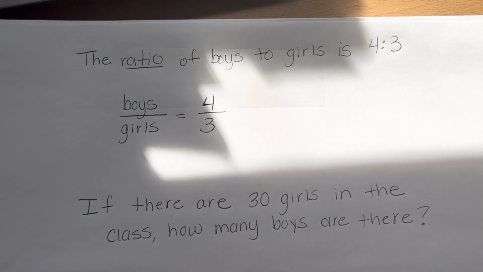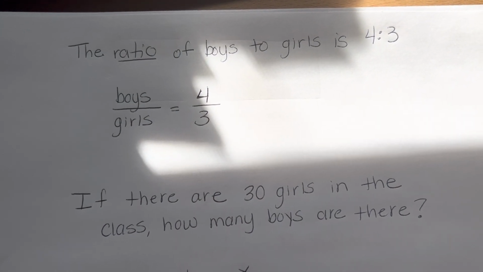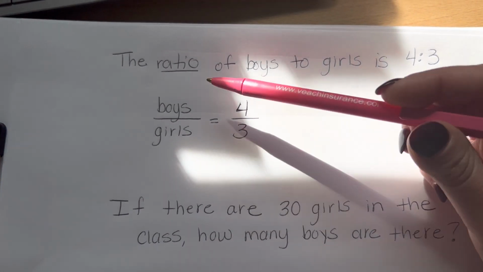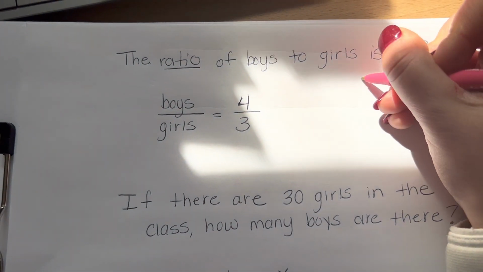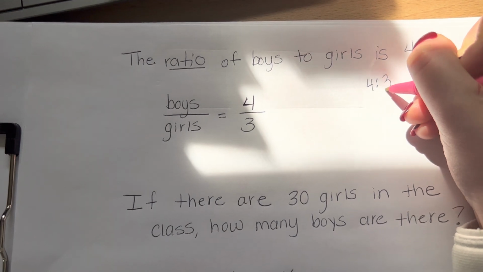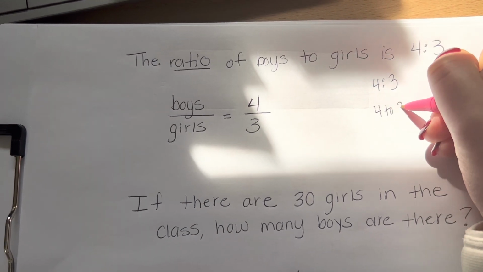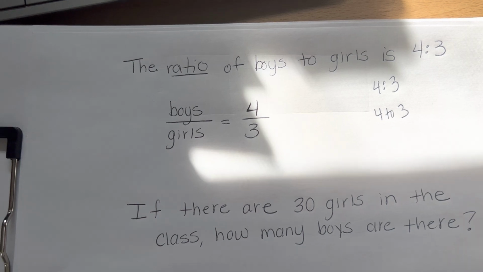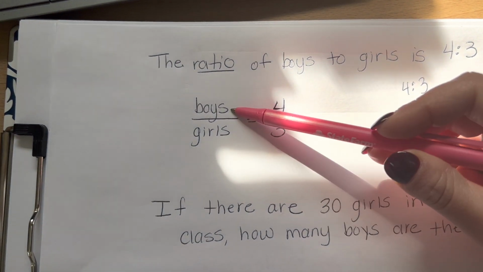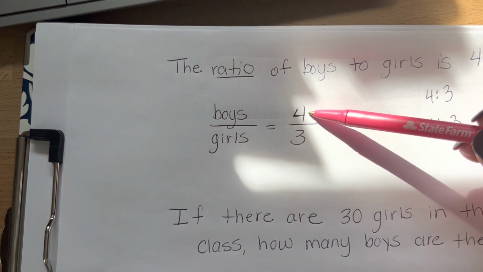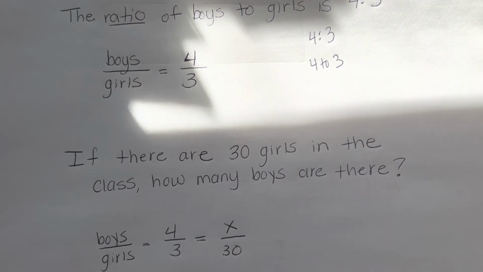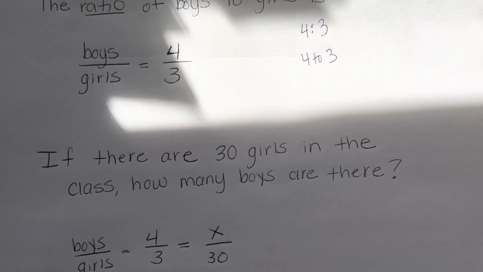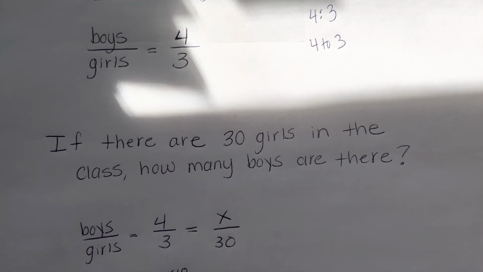The ratio of boys to girls is 4:3. So you'll notice here that I wrote my ratio in the form of a fraction, but you can write ratios other ways, such as this or like this, and they all mean the same thing. So I have in words what my ratio is showing, boys to girls, and that is 4/3. Now, the question I'm being asked is, if there are 30 girls in the class, how many boys are there?